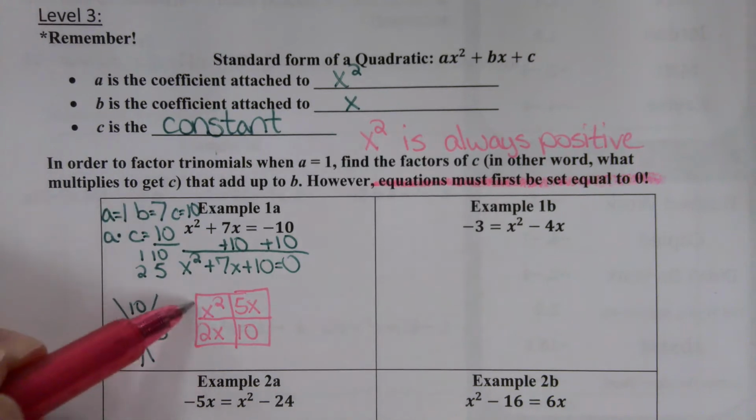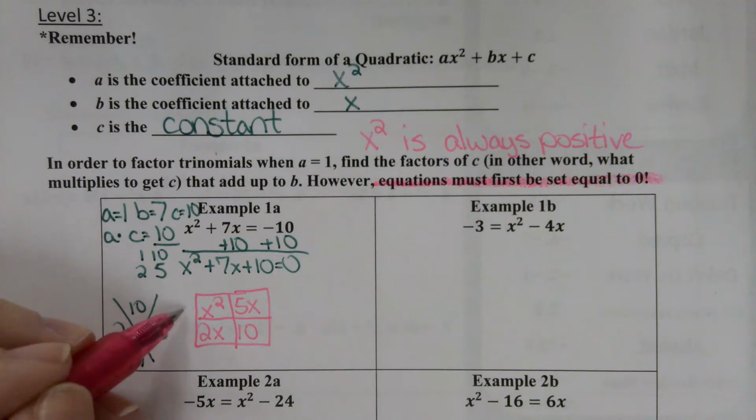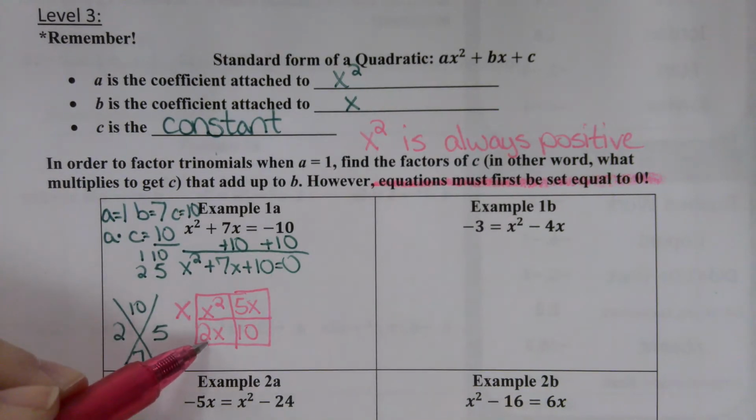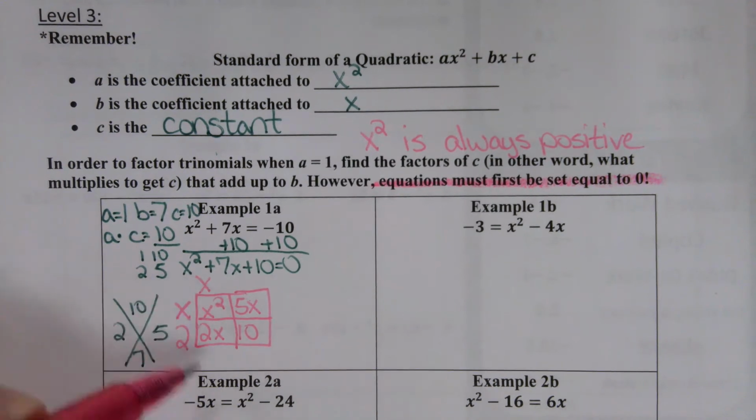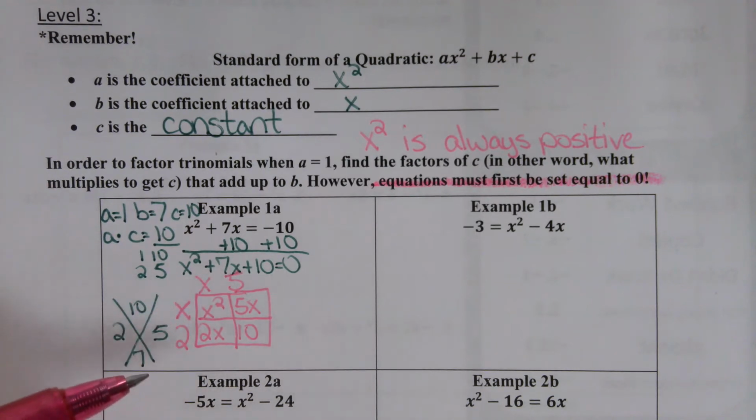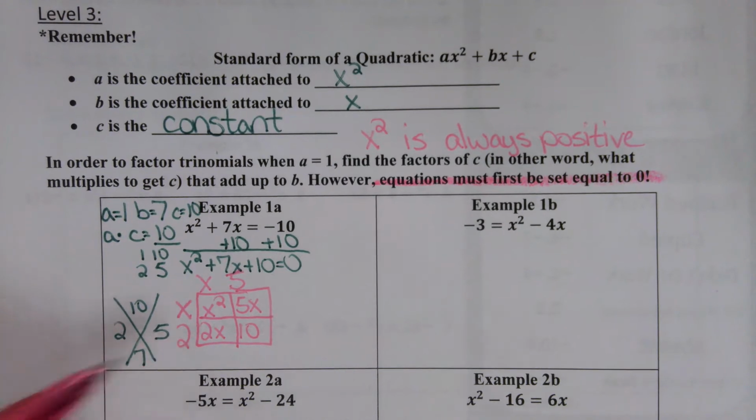The reason for this is just like our x squared term, our first term, our x's are always positive. So what can I take out? What is the GCF of x squared and 5x? I can take an x out. What is the GCF of 2x and 10? I can take a 2 out. What's the GCF of x squared and 2x? I can take x out. GCF of 5x and 10 is just 5. So my factors are x plus 5 and x plus 2.